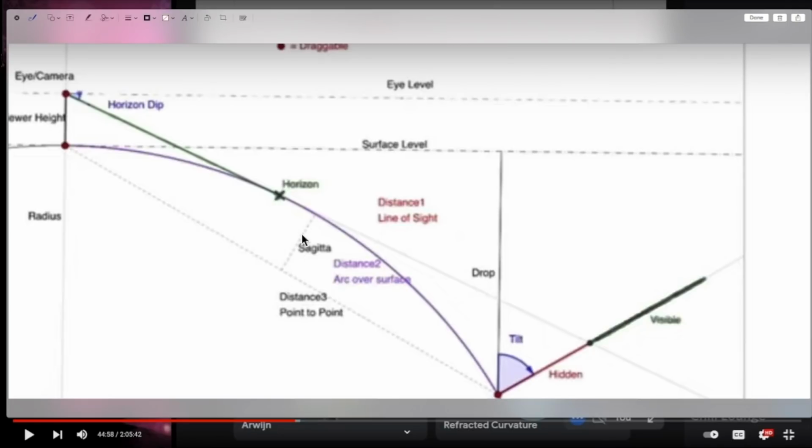Notice too the sagitta here, which is also called the versine. And by using the sagitta or the versine, we can get an idea of the relationship between the chord line and the line across the surface of the Earth, which is an arc.